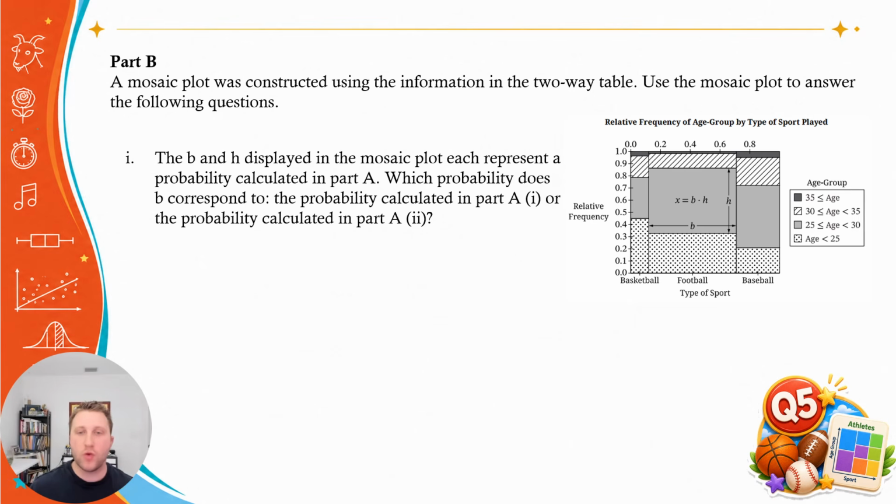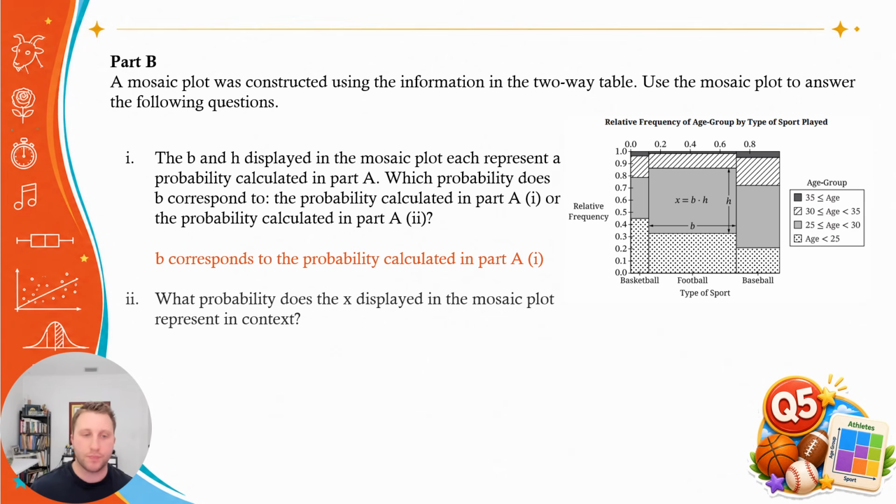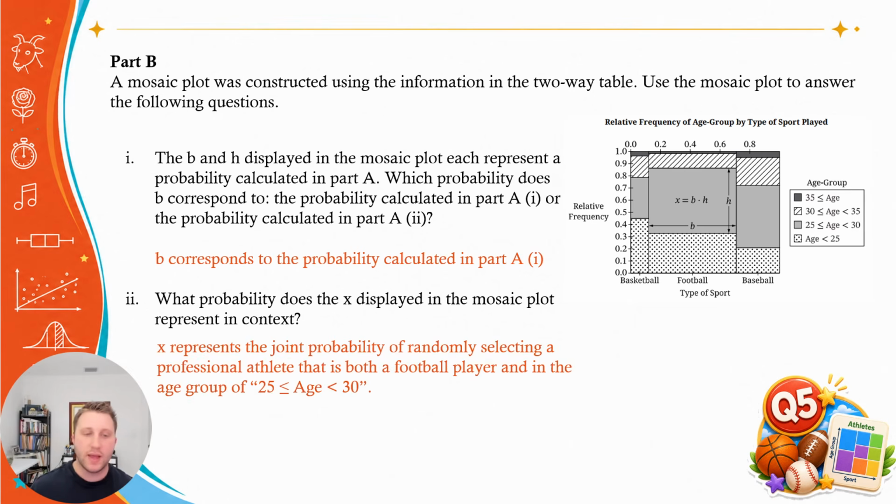Part 1 of Part B asked us to look at this formula, x equals b times h. It asks which probability does b correspond to, the probability that we calculated in Part A sub I or the probability that we calculated in Part A sub II. So in this case, b corresponds to the probability that we calculated in Part A sub I. It is the percentage of all athletes that are football players. Part 2 of this part asks which probability does x displayed in the mosaic plot represent in context. And I said x represents the joint probability of randomly selecting a professional athlete that is both a football player and in the age group 25 to 30 years of age.